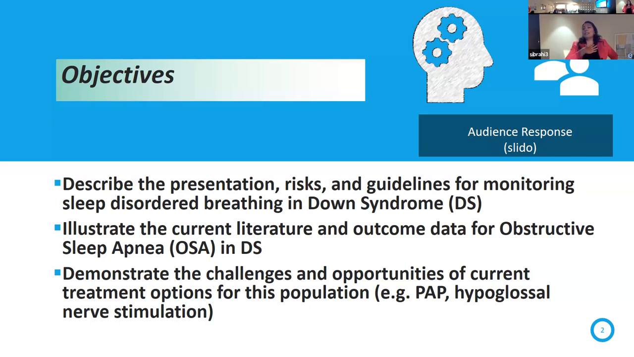So during this talk, we're going to describe the presentation risks and guidelines. And there are guidelines for monitoring sleep disordered breathing in Down syndrome. We're going to illustrate some of the current literature and the outcome data for obstructive sleep apnea, which is really growing. And so it's nice to be a part of that growth. And then demonstrate some of the challenges and opportunities for treatment options in particular for this group.